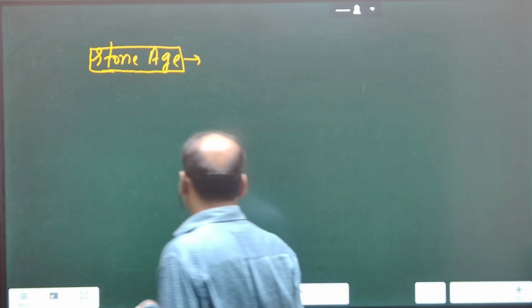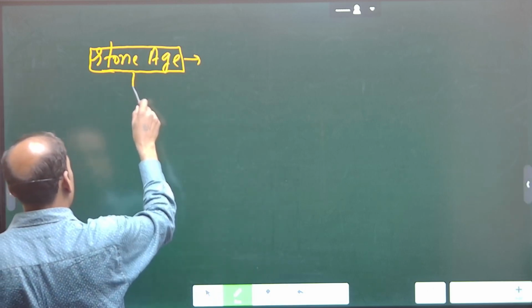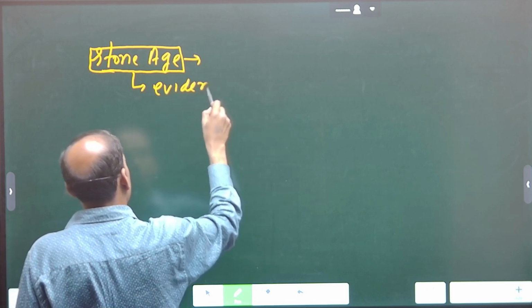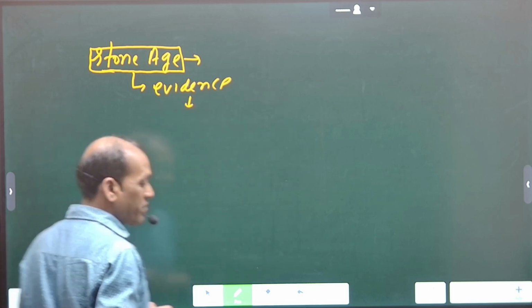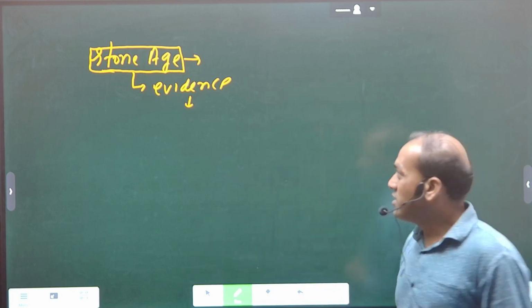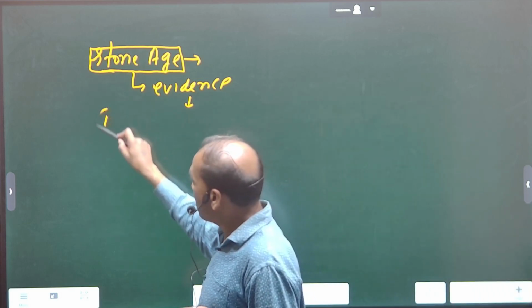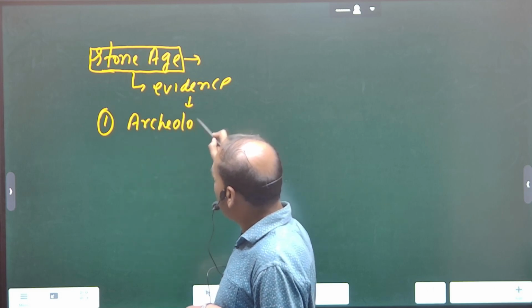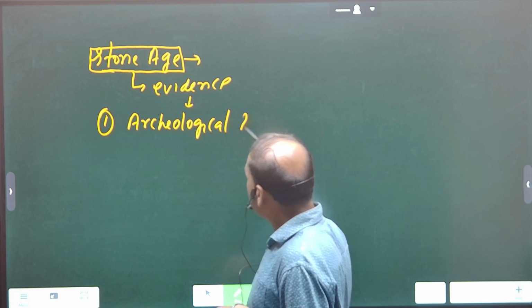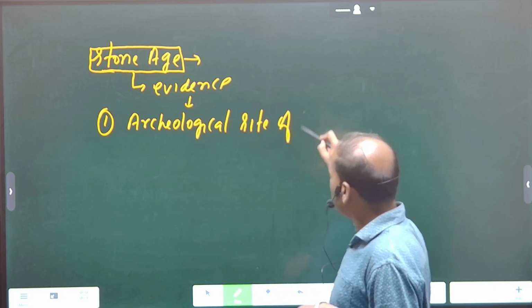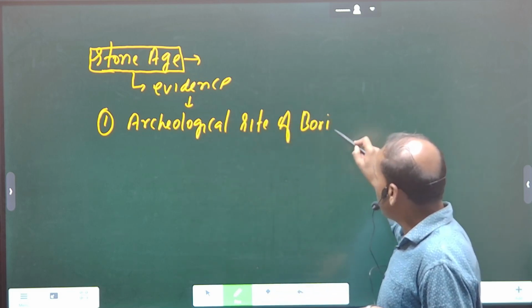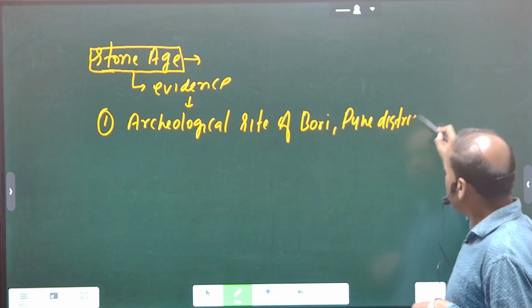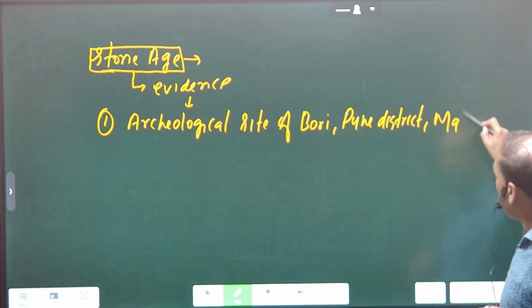Here, evidence. In evidence you can write: archaeological site of Bori, Pune district, Maharashtra.